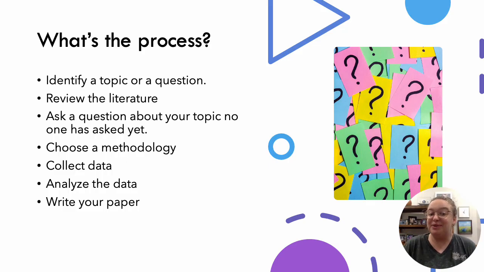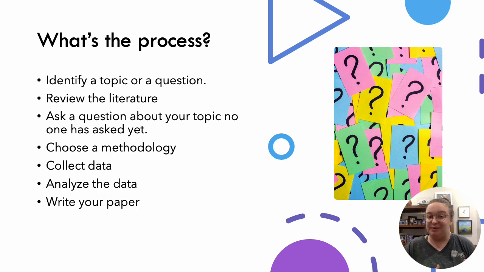All right, so in order to start the process of researching, we have to get a little bit of an overview about what the process is. So first we need to identify a topic or question. This is the whole purpose of a research paper, right? We are answering a question. We're learning more about something we didn't know before, and we are asking a new question.